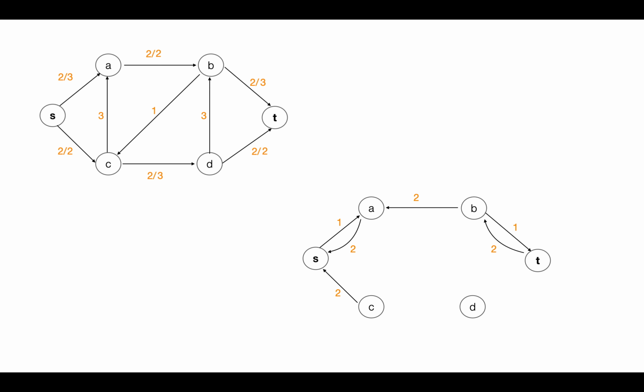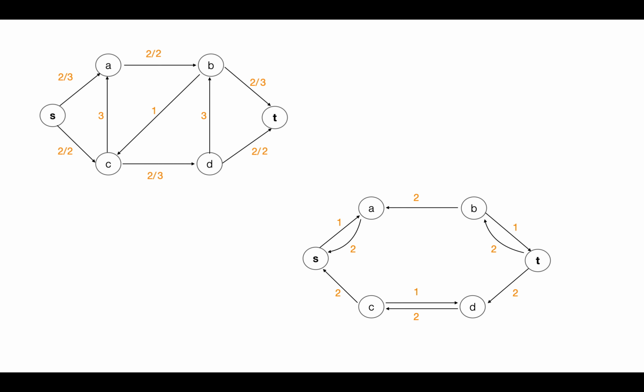Next is CD. We can increase current flow by 1 and we can shrink it by 2. So forward edge with 1 and a backward edge with 2. Now this one, DT, has no residual capacity, but we can shrink it by 2.